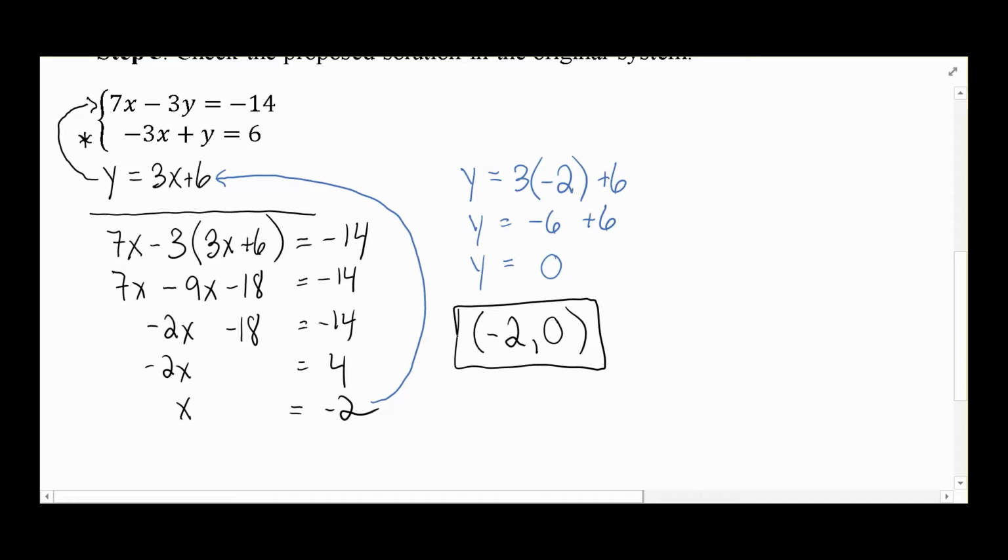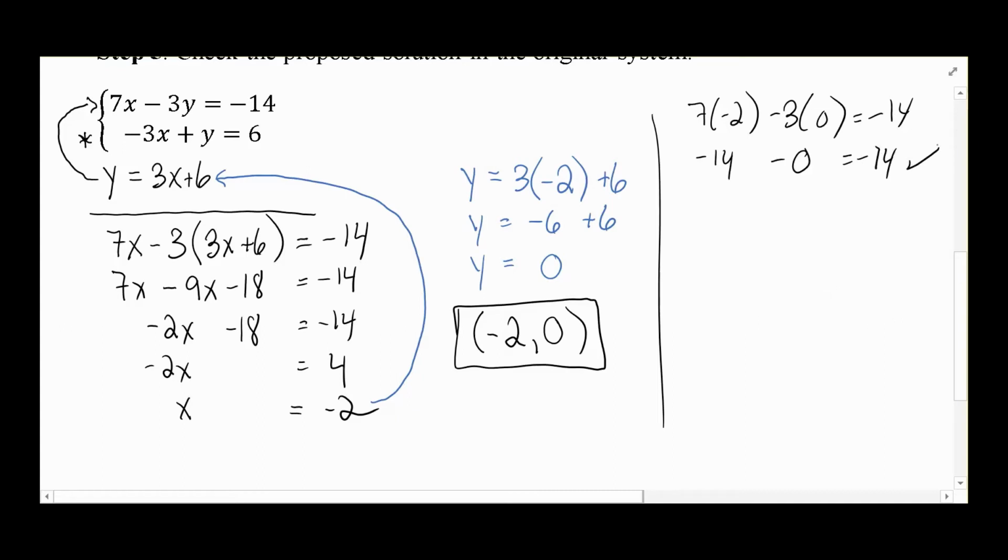Now it's a good idea to check your solutions. So in the first equation, if I plug -2 in for the x and 0 in for the y, I get a true statement. Now it needs to work in the second equation too. So if I replace the x with -2 and the y with 0, hey, it works there too. So -2, 0 is in fact the correct solution to this system of linear equations. And this is the substitution method.